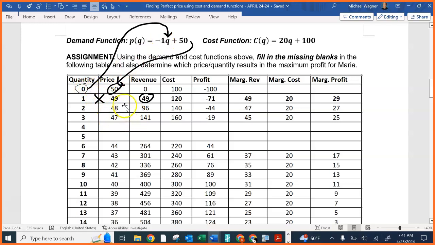But anyway, once you get the price by using the equation, you can figure out the revenue by multiplying quantity times price. This times that, this times that. 3 times 47 is 141. Okay, so that takes care of the first three columns.